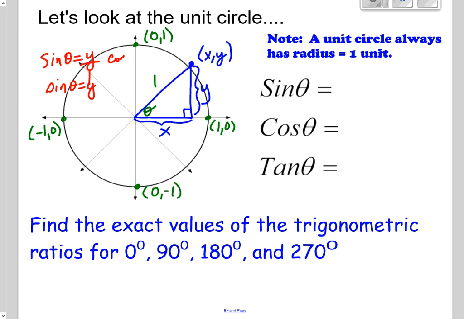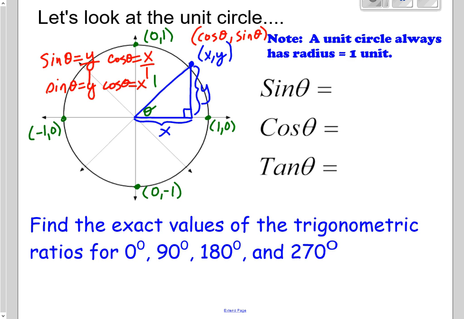Same thing with cos theta. Cos theta is equal to my adjacent side, which is x, over my hypotenuse of 1. So cos theta is equal to x. And what this means is that any (x, y) coordinate, if you know the angle, can be written as (cos theta, sine theta), because cos theta is my x and sine theta is my y. Which is really neat.